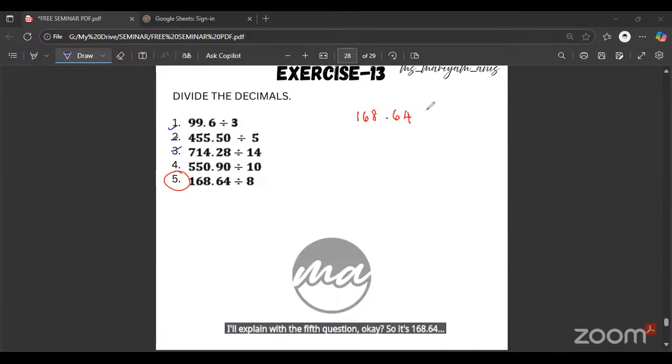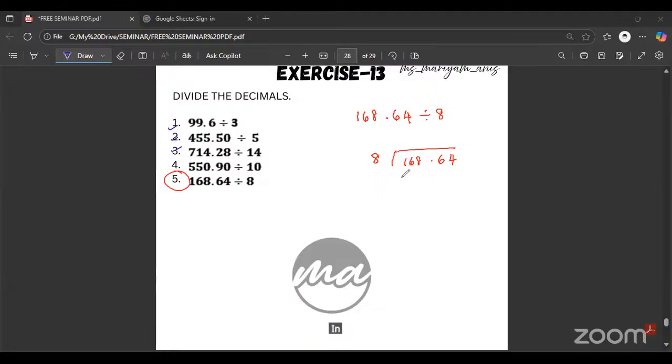168.64 divided by 8. Since our divisor is without a decimal, we can move forward. In 1, you have no 8. So let's move to the 16. In 16, do we have 8? Yes, we have 2 eights. 2 into 8 is 16. So there is no remainder.